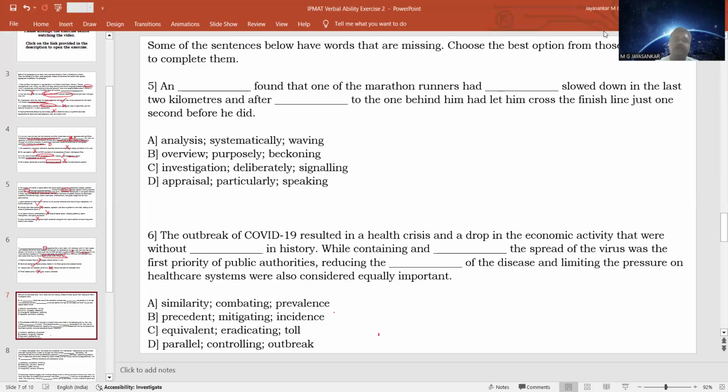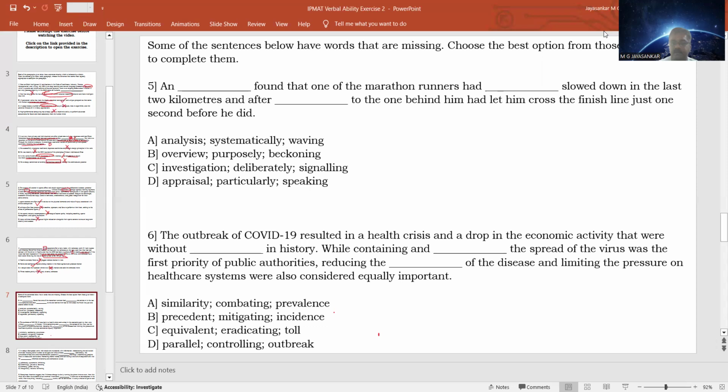All right. First one: "And dash found that one of the marathon runners had dash slowed down in the last 2 kilometers, and after dash, the one behind him had let him cross the finish line just 1 second before he did." So what had happened? There was a marathon going on. A marathon means a long race of around 42 kilometers. One of the runners slowed down intentionally, indicated to another runner behind him, communicated with him somehow, and asked him to overtake. He deliberately allowed the runner behind him to finish ahead of him. This is what has happened.